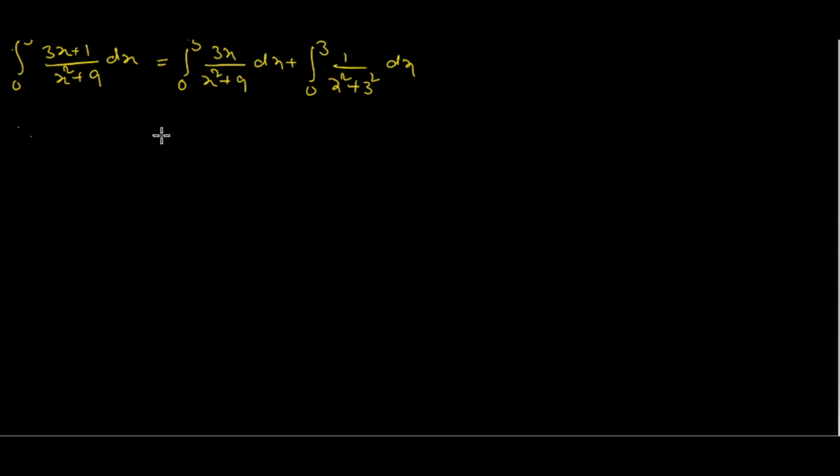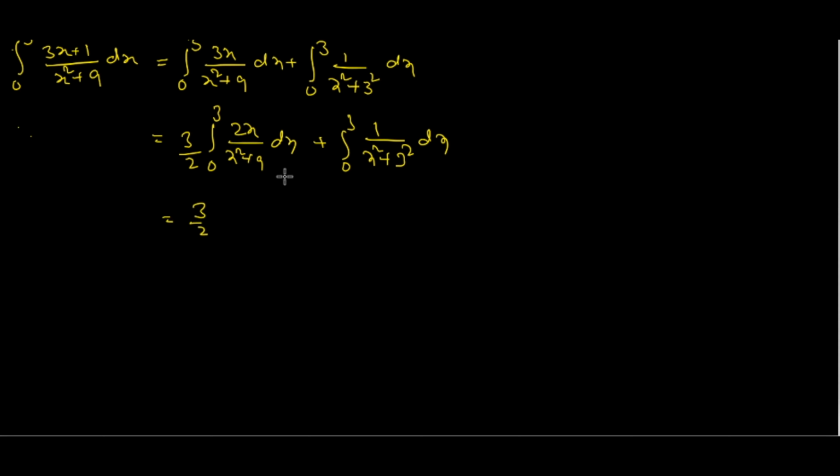So this is equal to 3 into integration of 0 to 3, multiplying and dividing by 2, 2x by x square plus 9 into dx, plus integration of 0 to 3, 1 by x square plus 3 square into dx. It is in the form of f dash x by f of x. That is 3 by 2 into log of x square plus 9, upper bound 3, lower bound 0, plus 1 by x square plus a square. 1 by x square plus a square is 1 by a tan inverse x by a. That is 1 by 3 into tan inverse of x by 3, upper bound 3, lower bound 0.